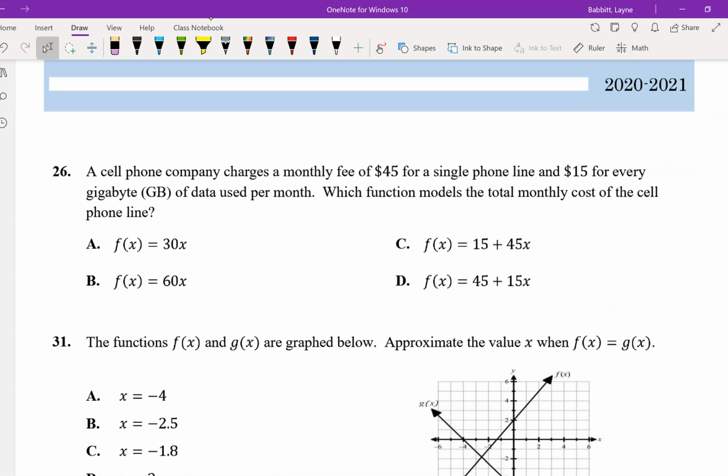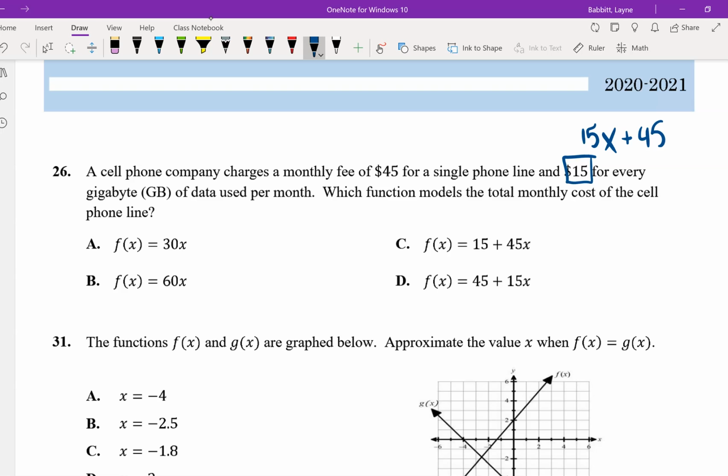A cell phone company charges $45 a month for a single phone line and $15 for every gigabyte used that month. Which function models the total monthly cost for the bill? All right, so you pay $15 for every gigabyte, so we're going to multiply 15 times however many gigabytes we use. But we don't know how many gigabytes we use, so it's going to be 15 times x. But we do know that we are for sure being charged $45 once for that month.